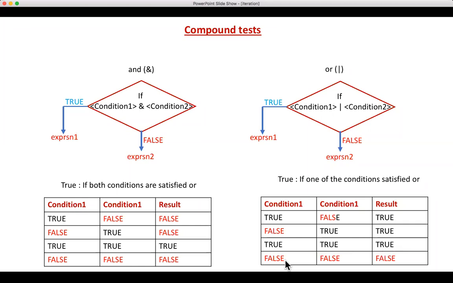If there's no change in gene expression, there is no change in enrichment, both are false, then it goes to the false loop. So this is a compound testing, and we'll see some examples of those. Any questions with respect to this one?